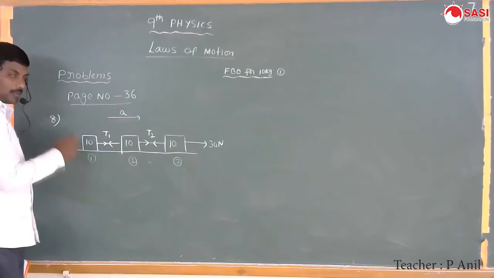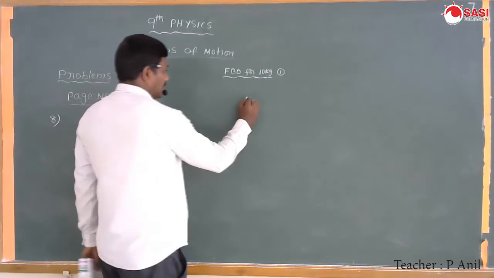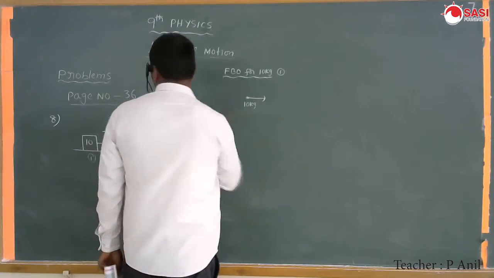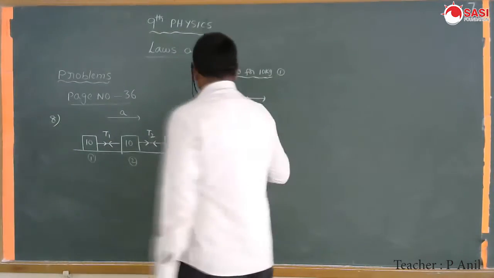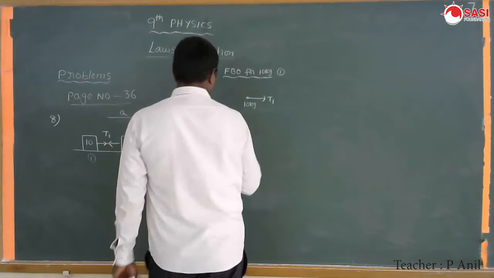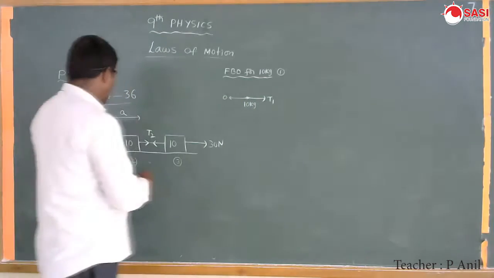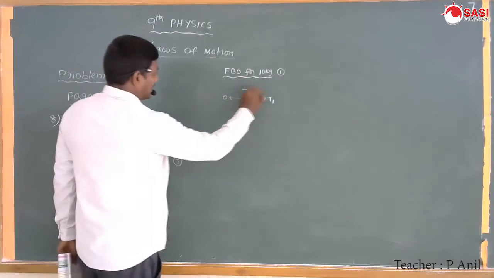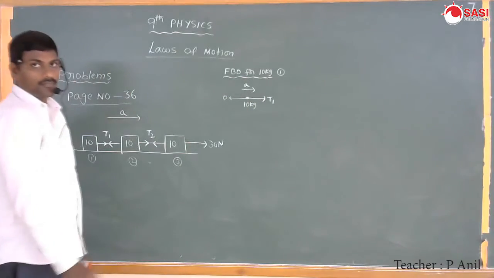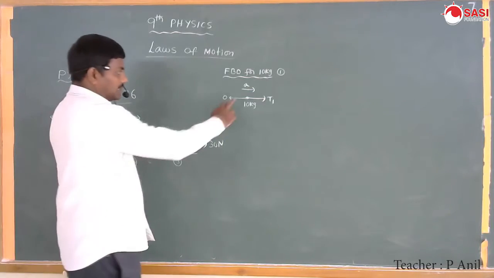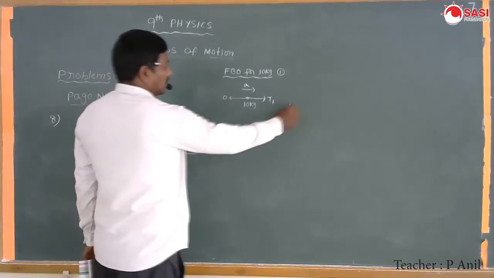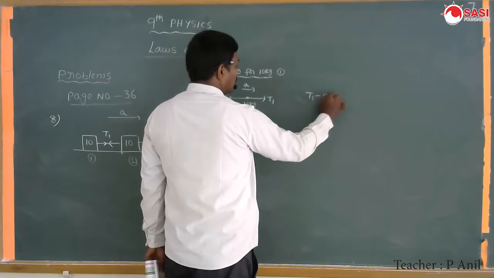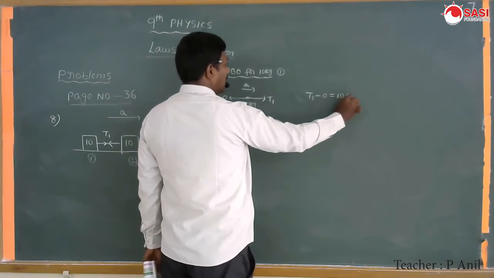What are the forces acting on the block? Let us see the free body diagram. This is a 10 kg block. On right side, T1 acts. On left side, there is no force. Acceleration is in this direction. That's why this force is more. Net force means T1 minus 0 is equal to 10A, that is, MA.